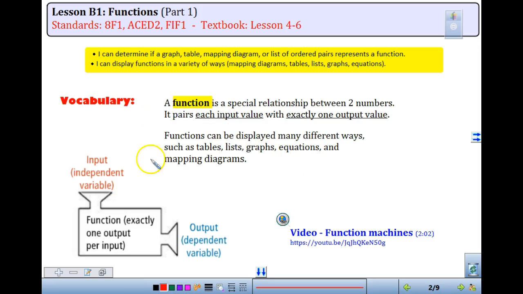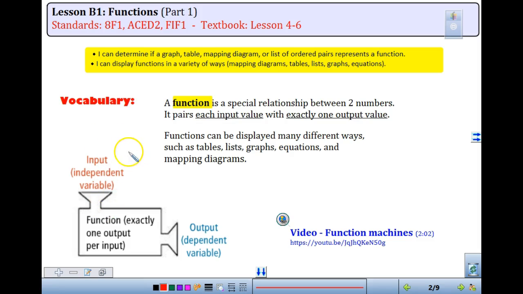Kind of fun. So, if we are looking at your notes, because I want to get you started, what's due for Tuesday when we take our test. As we look at this next vocabulary, this lesson B1 that you're doing is not due until Wednesday. A function is a special relationship between two numbers. It pairs each input with exactly one output. They gave us some different examples in both videos of which ones were functions, right? They put them in that function machine. It says functions can be displayed different ways, such as tables, lists, graphs, equations, and mapping diagrams.